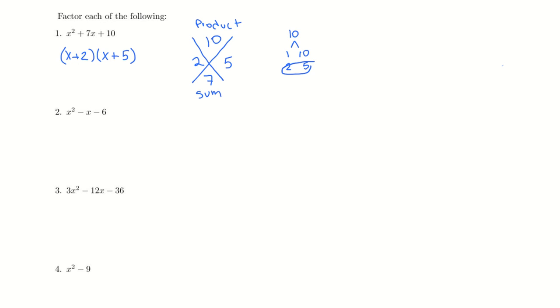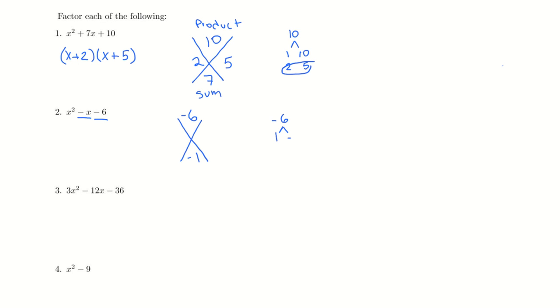Let's repeat with this second example. We're trying to find a product of that last number of -6 and a sum of the middle term, which reads -x. That means the coefficient there is -1. So we're looking for a pair of numbers that multiply to -6 and add to -1. So I'm going to start listing out the factor pairs. Since we're multiplying to -6, we have to have one positive and one negative number.